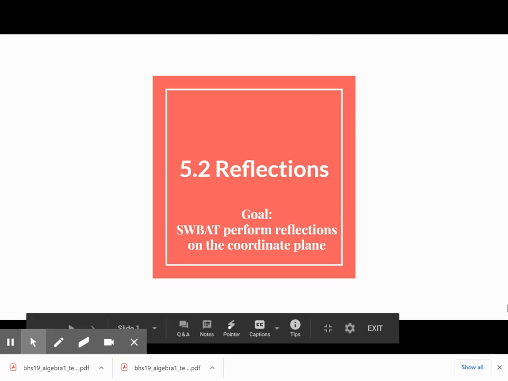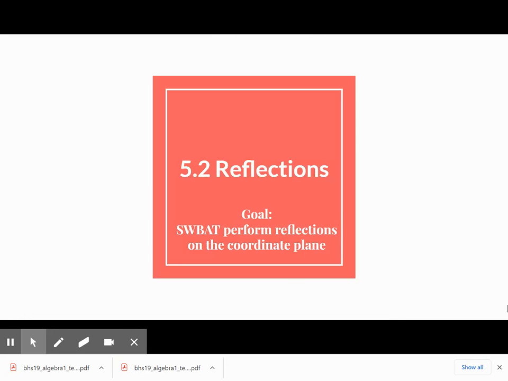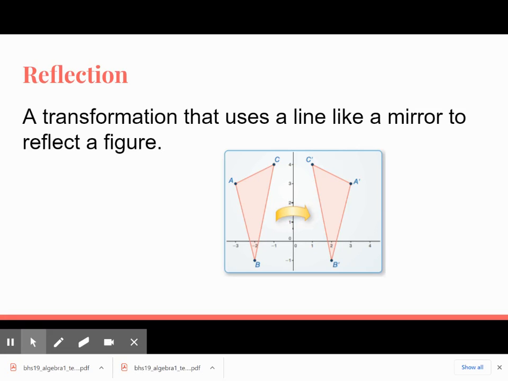So we just got done with translations. Now we're working on reflections. So what exactly is a reflection? I have an example of a reflection. Here's triangle ABC, and it's reflected across the y-axis, so over here.